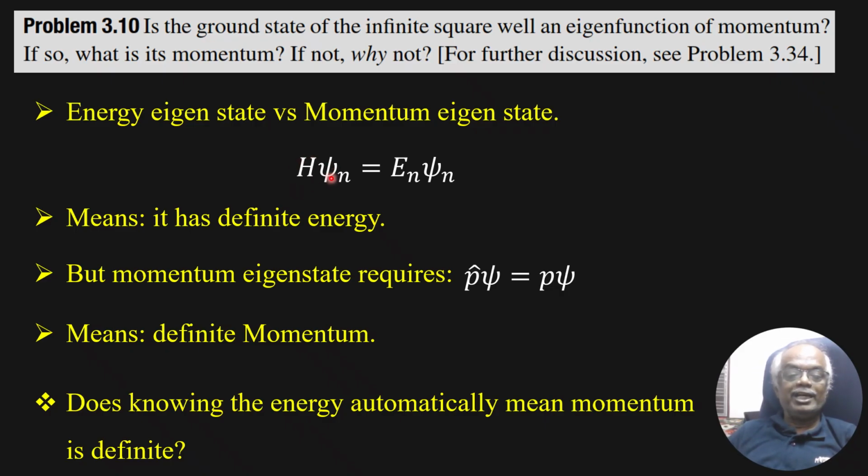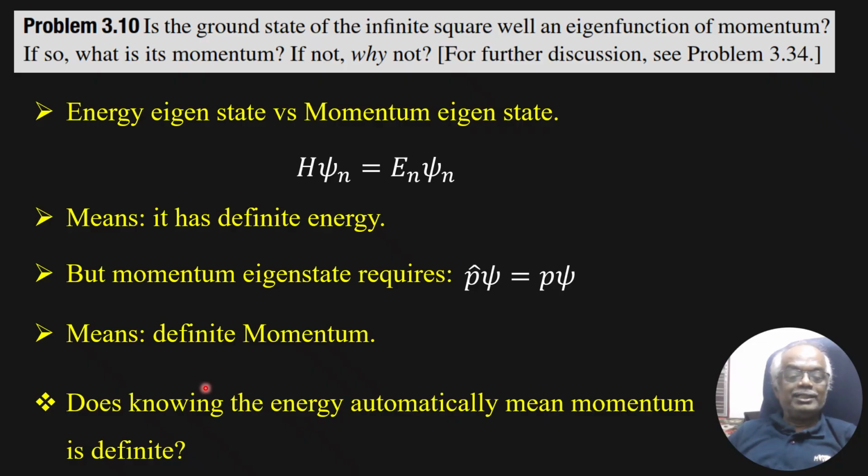When the Hamiltonian acts on the nth state wave function, it gives you the energy eigenvalue En times the same wave function psi n. This means it has a definite energy En. But what about momentum? The momentum eigenstate requires, in a similar fashion, that when the momentum operator acts on the wave function, it produces the eigenvalue p multiplied by the same wave function psi. This means it has a definite momentum.